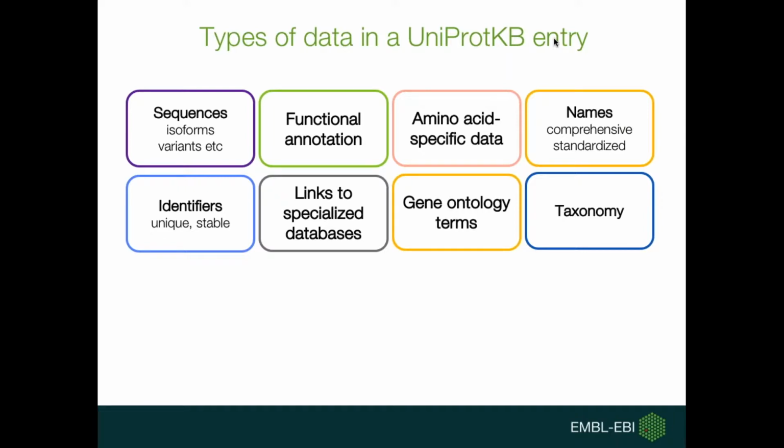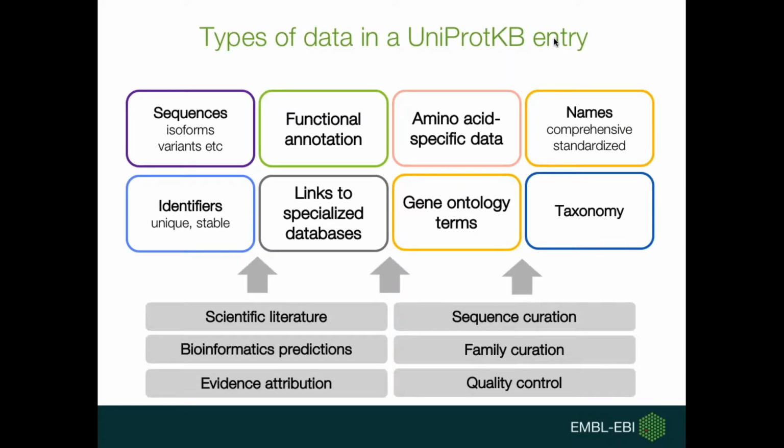In addition to providing gene ontology terms, we also care a lot about taxonomy, because we'd like to make sure that information ends up in an entry of a given species and not in a wrong one. All of these boxes are filled primarily by taking data from the scientific literature. We also use bioinformatics predictions. This is mostly used for signal peptides or transmembrane domains, for example.